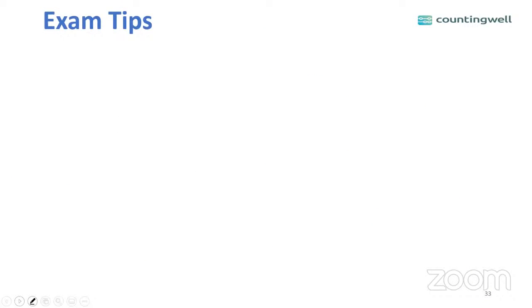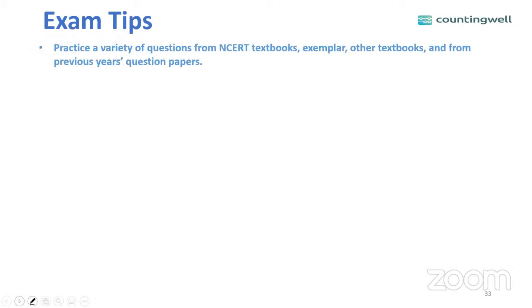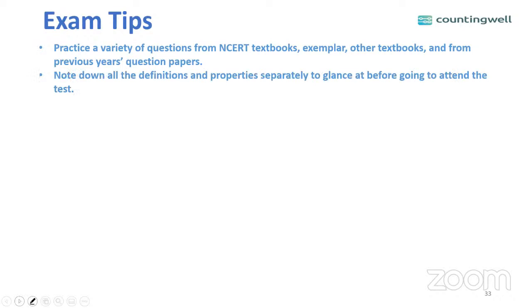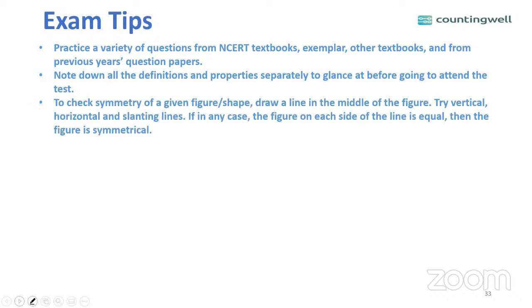Now let us see some exam tips for this chapter. First, you have to practice a variety of questions from NCERT books, other textbooks, and previous year question papers. Then you have to note down all the definitions and properties. Then to check symmetry, you have to draw a line in the middle of the figure. You can also draw vertical, horizontal, and slanting lines. In any case, if the figure on each side of the line is equal, then the line is a line of symmetry and the figure is symmetrical.